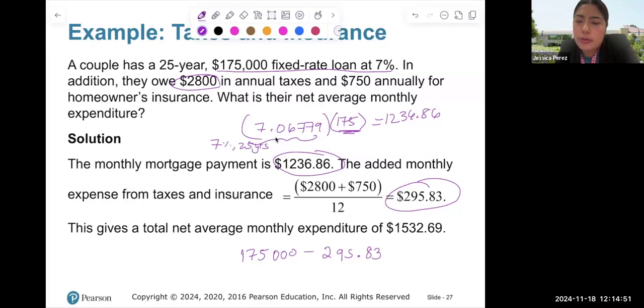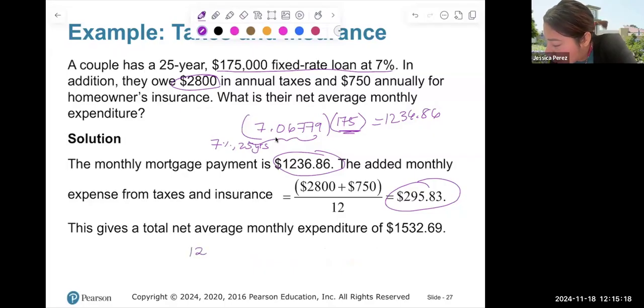So you're always going to be looking at your table, so make sure that you know how to read the table. You're going to add your monthly mortgage payment with the taxes and insurance. So that's the monthly mortgage, and there's the taxes and insurance, which is the 295.83. So it's going to be your monthly mortgage payment, 1,236.86, plus the 295.83. That should give you 1,532.69.